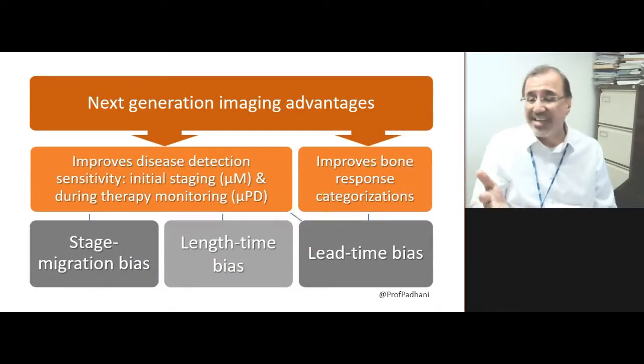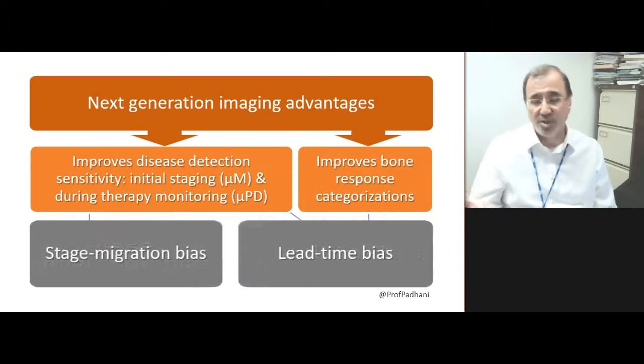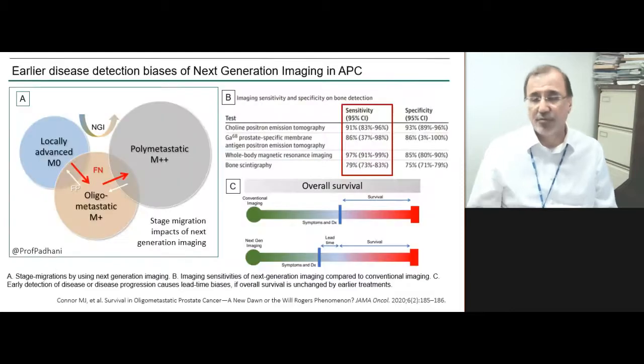So what are the advantages of next generation imaging? Well, two advantages. It improves detection sensitivity. So at staging, this is microscopic metastatic disease. During therapy monitoring, it is microprogressive disease. And of course the other advantage is it improves response categorizations in bone disease. But there are a number of biases: stage migration, length time, and lead time bias. And we're just going to look at stage migration bias and lead time bias for the moment.